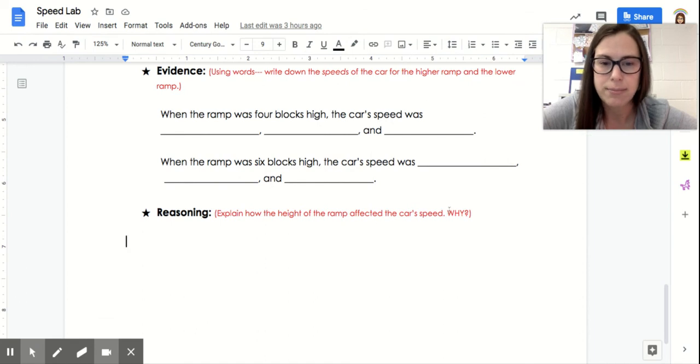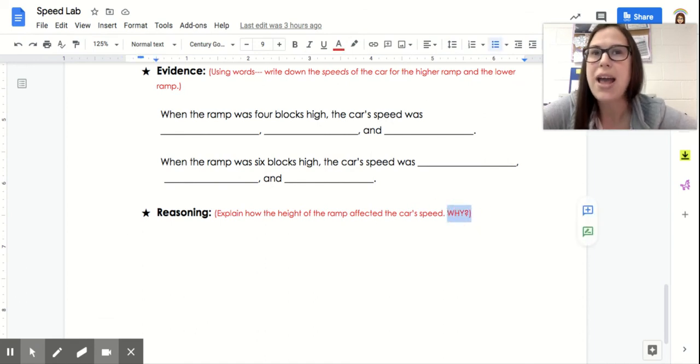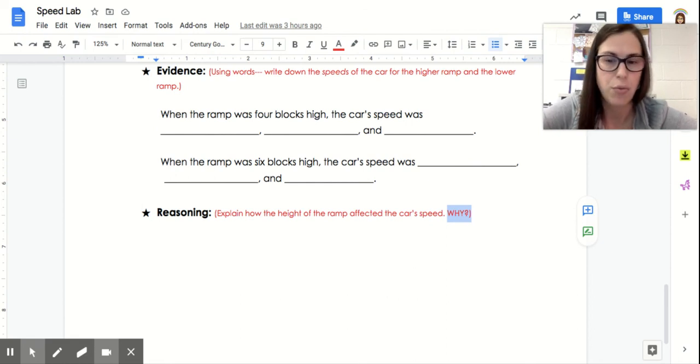Then your reasoning. You are going to explain why. Why did the car's speed change when the ramp was higher? Explain why. Once you're done with that, come talk to me and I'll tell you what you can do next.